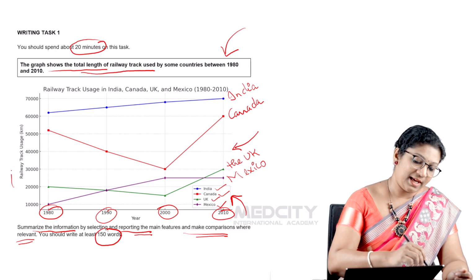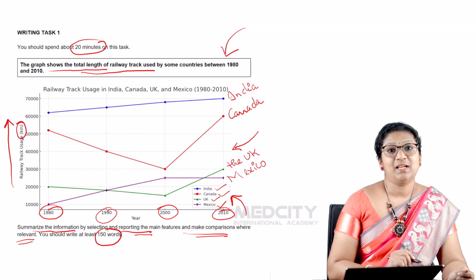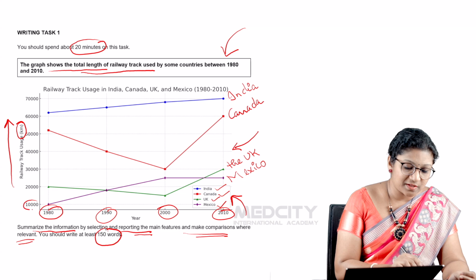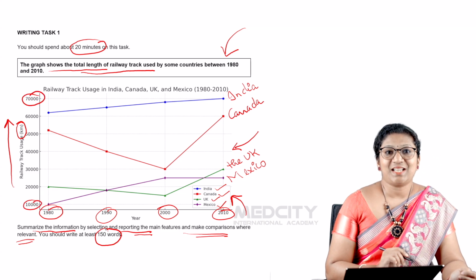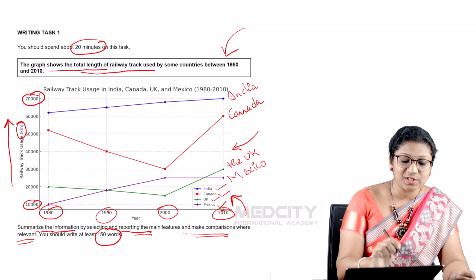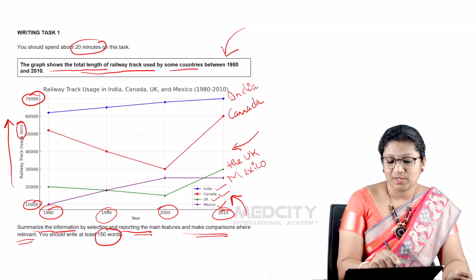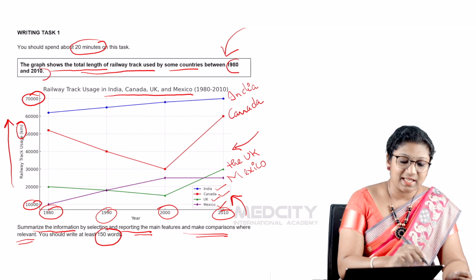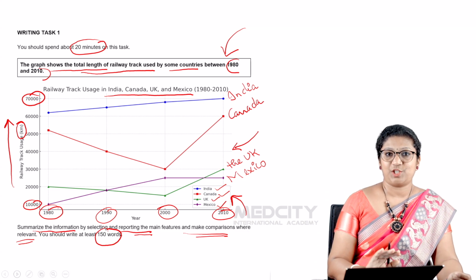On the y-axis we have railway track usage given in kilometers. So these numbers are represented in kilometers. It starts from 10,000 kilometers, goes all the way up to 70,000 kilometers. So it shows us the total length of railway track used in some countries, which are India, Canada, UK and Mexico, and the time frame between 1980 and 2010. So we have all of this information given on the chart.